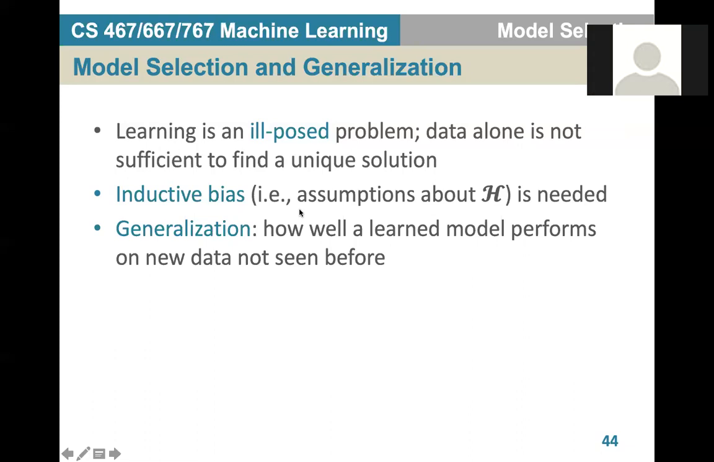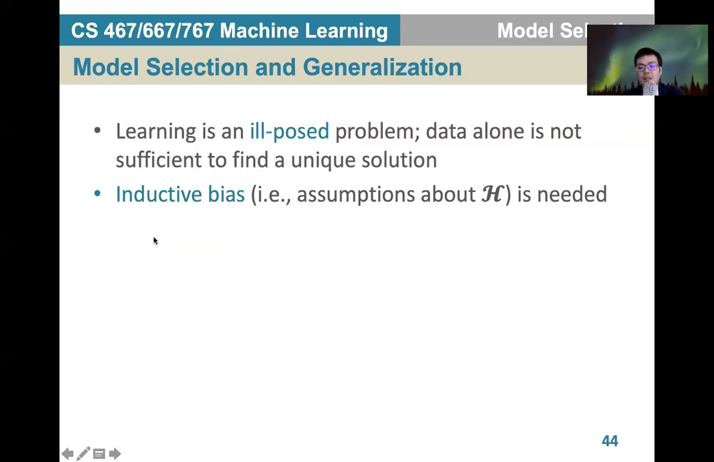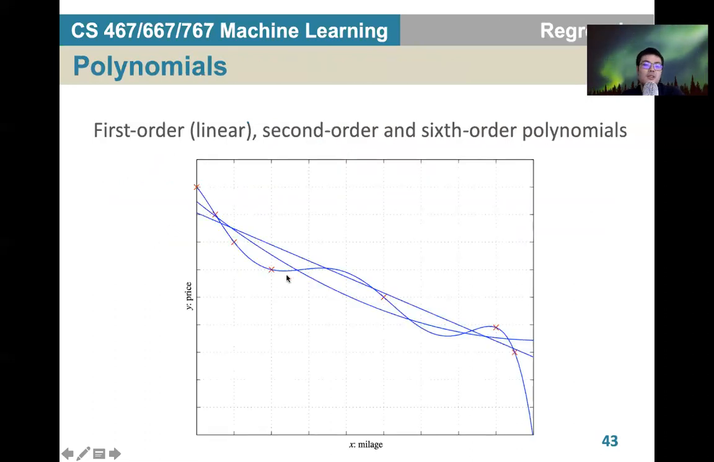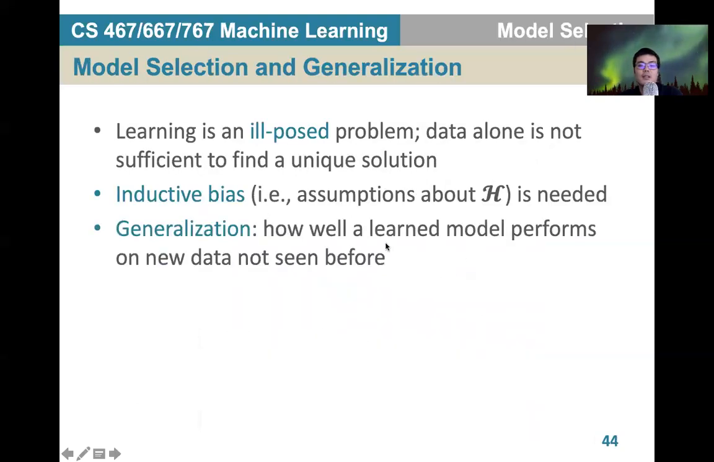So generalization. We don't care about how well you fit the training data, because you see all those x, y in the table. You can put them in a SQL database and do a query, and you get that. What we care about is the data we've never seen. This is called model generalization: how well a learned model performs on new data not seen before. Because this is a prediction model.